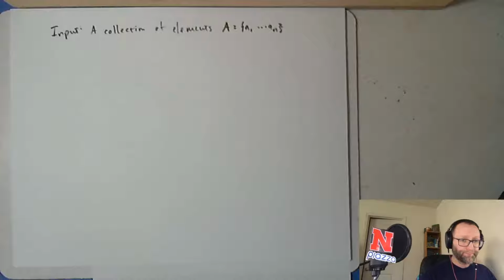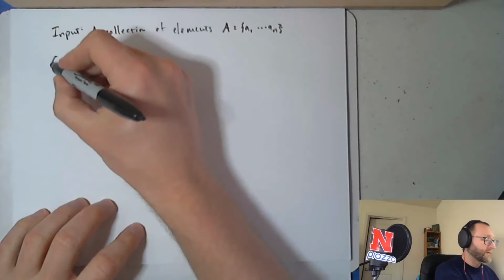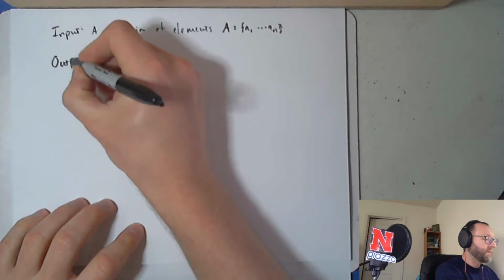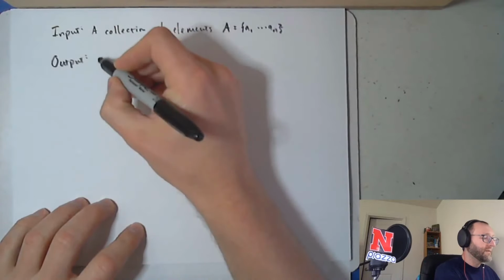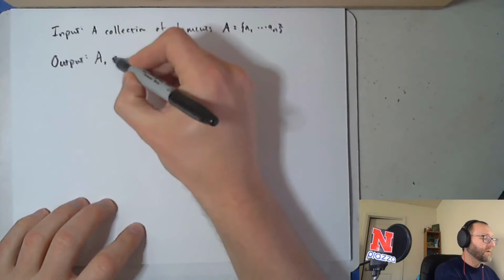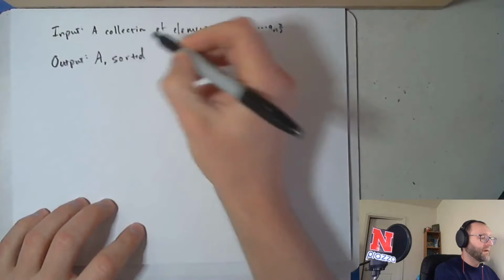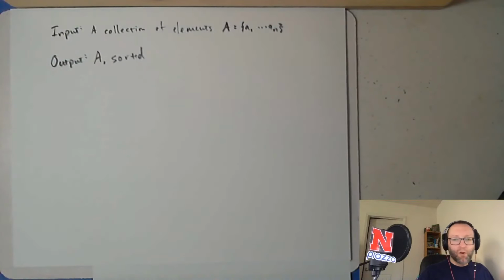Okay. My output, I'll try to write a little bit bigger here, is going to be A sorted in ascending order or descending order. It doesn't matter. Non-decreasing and non-increasing order would be the proper terms for there. But I'm not going to get into those details, okay? But this will be in ascending order.